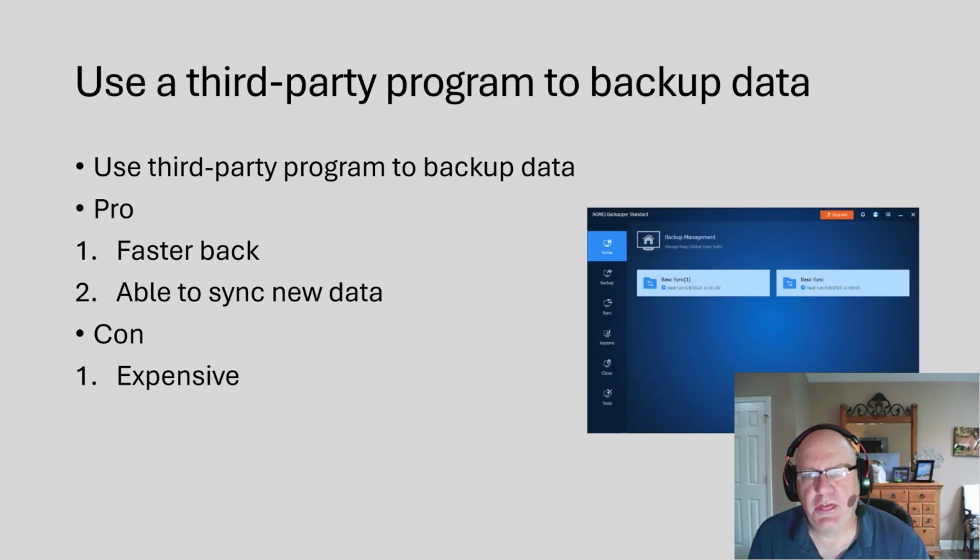Now, you can use a third-party program to back up. This is one that I'm trying out right now. The pros to using third-party programs is that they're very fast, and you're able to do syncing so that it will just update what has changed. You can also set it up so it does it automatically. Like I have mine set up to do it at 11 o'clock every day. Now, the cons to it is it's expensive. It can cost $30 to $50 depending on what program you use. But the advantage of it is it works in the background and you're not aware of it being backed up. And it's easy to confirm that your data is being backed up.